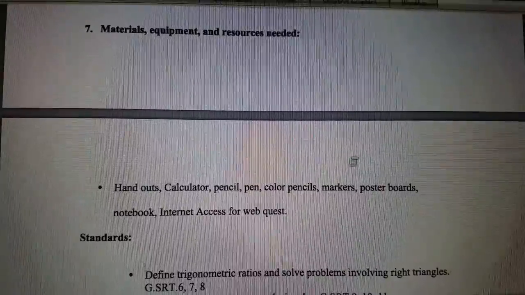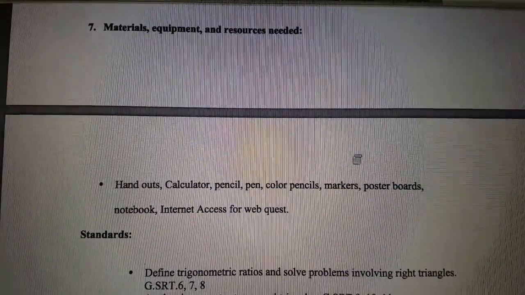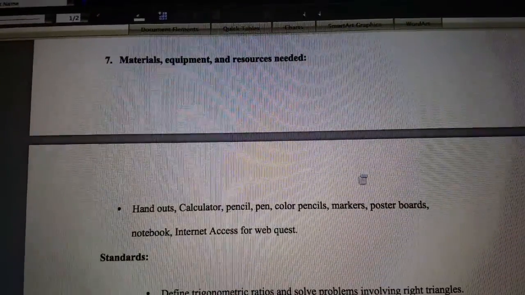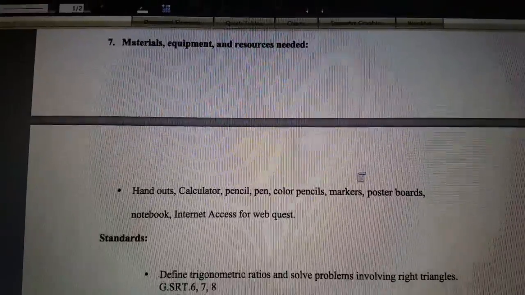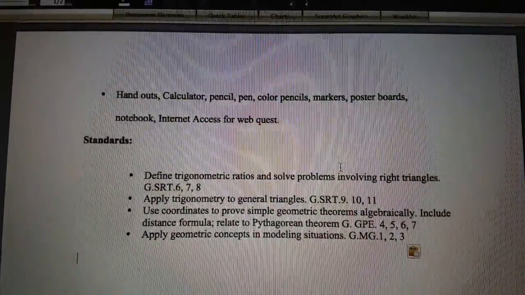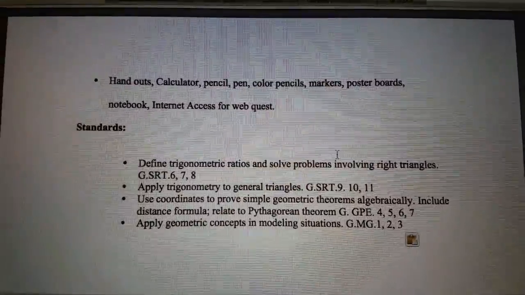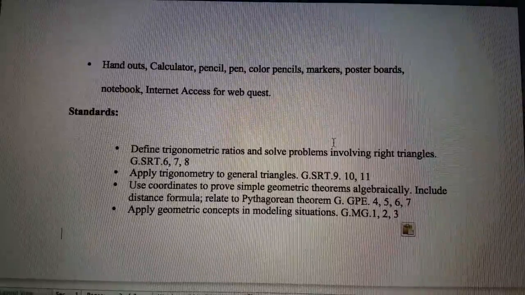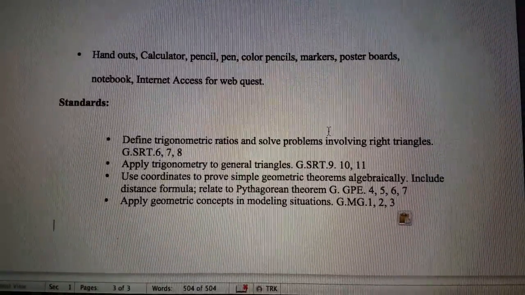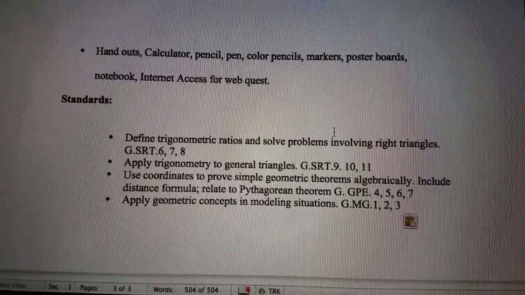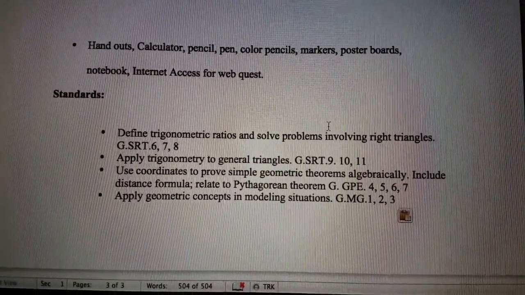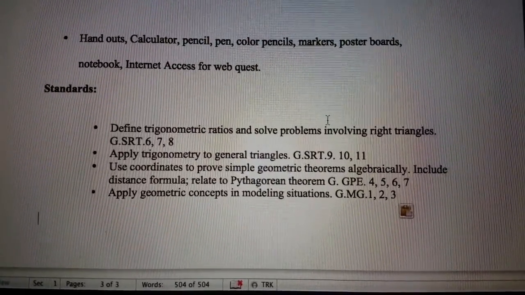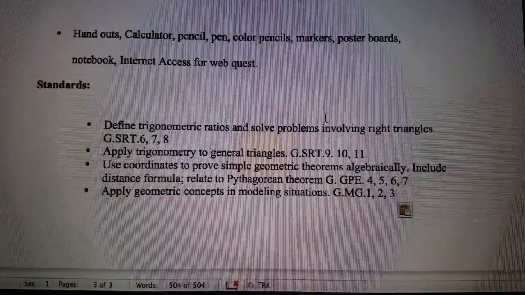Materials, equipment, and resources needed: handouts, calculators, pencil, pen, color pencils, markers, poster boards, notebook, internet access for web quest, and paper. Standards addressed in this lesson: define trigonometric ratios and solve problems involving right triangles, applying trigonometry to general triangles, applying geometric concepts in modeling situations, and use coordinates to prove simple geometric theorems algebraically, including the distance formula, related to the Pythagorean theorem.